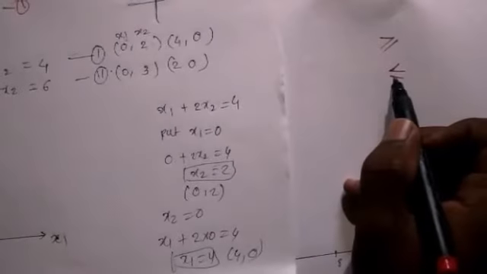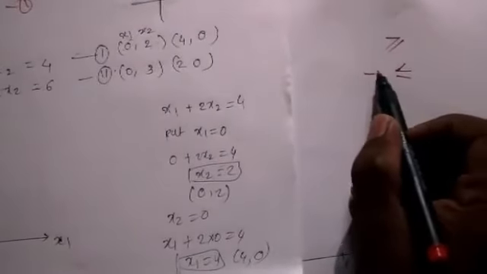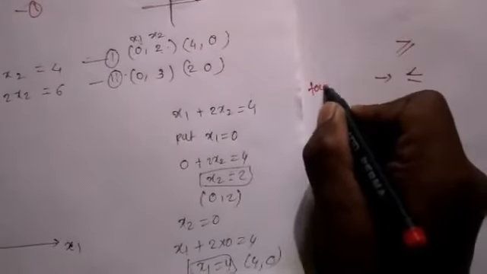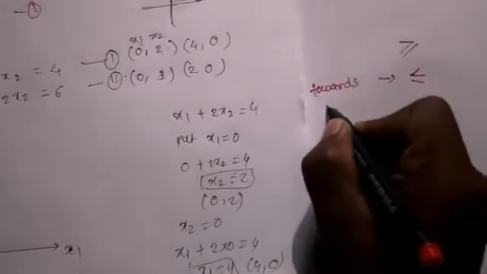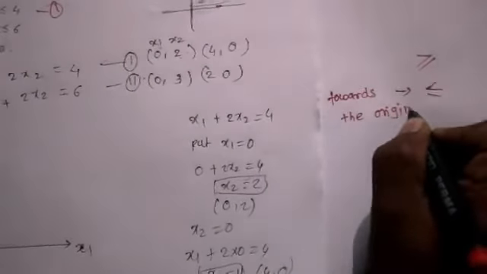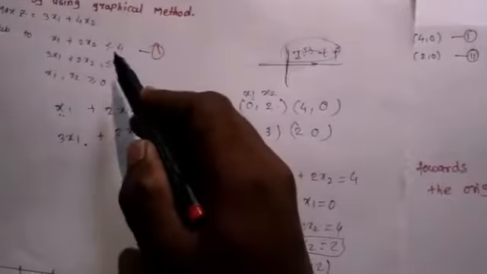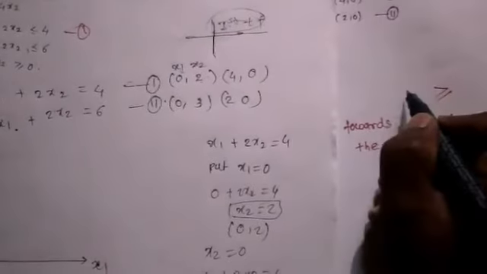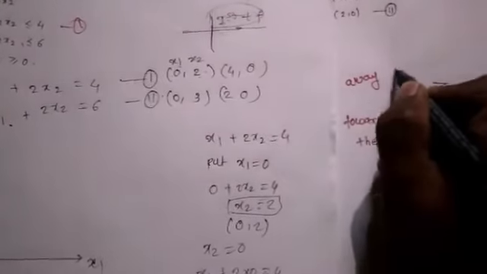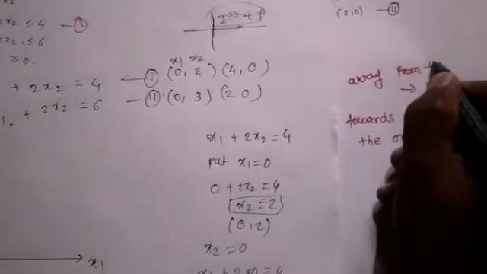Okay, suppose the given constant is less than or equal to, then mark the lines towards the origin. Towards the origin. If the given constant is greater than or equal to, then mark the line away from the origin.